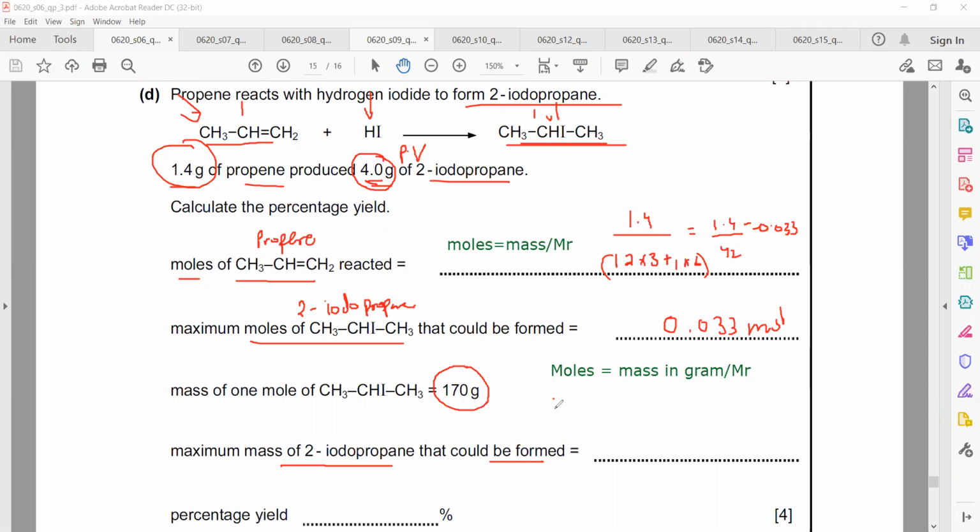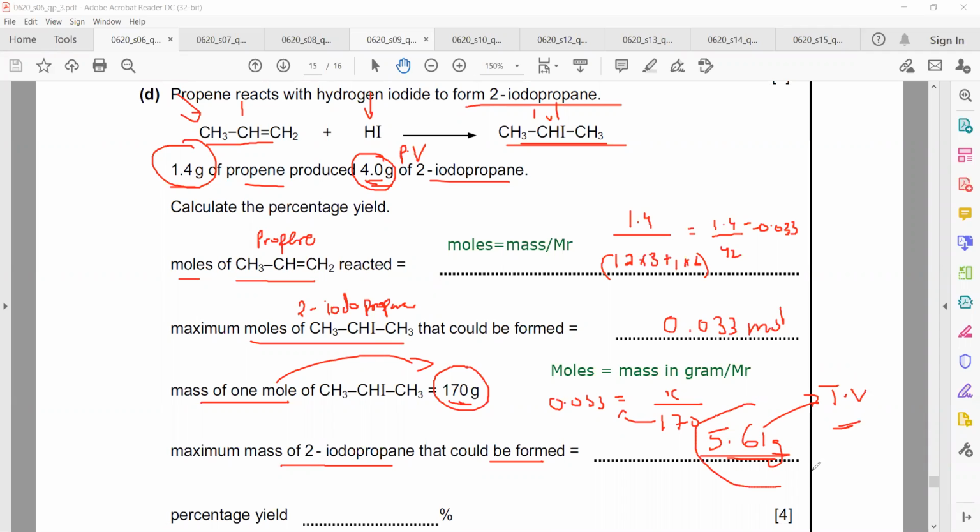So moles are given, 0.033. Mass in grams we don't know. Molar mass is 170, they provided that here. Mass of 1 mole means the molar mass. So 0.033 multiplied by 170 is 5.61. So practically, this is the theoretical value. Theory suggests we should get 5.61 grams of iodopropane.